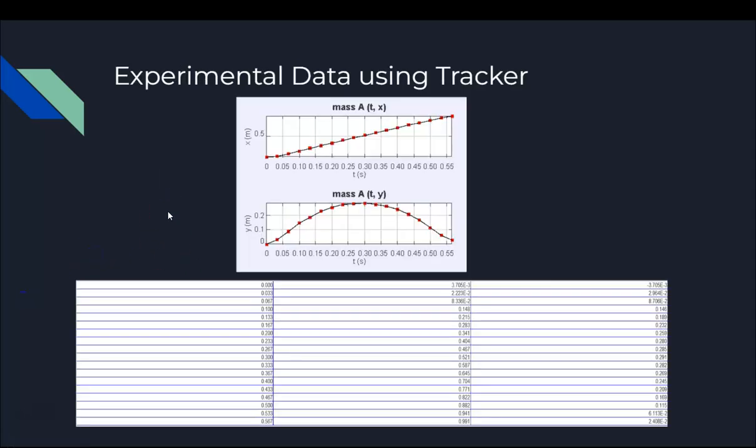Here's the experimental data of my experiment collected using Tracker. On the bottom, the table shows the time elapsed in seconds and the corresponding position of the marker in meters in both the x and y directions. On the top are the graphs showing a visual representation of the data from the table.